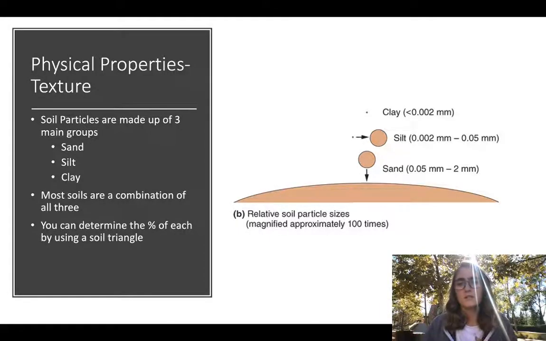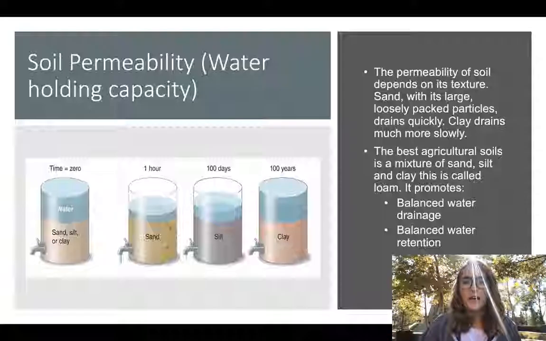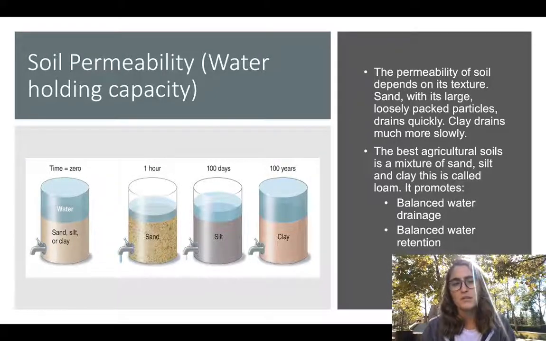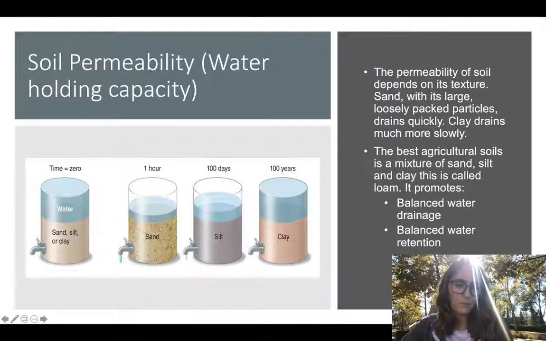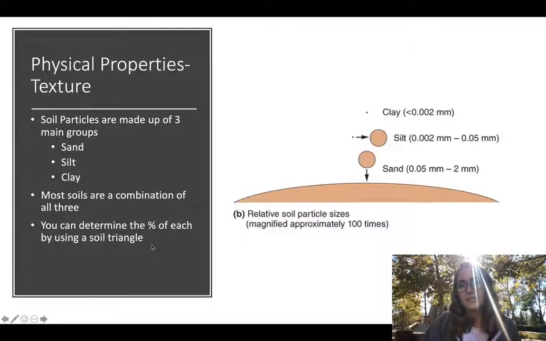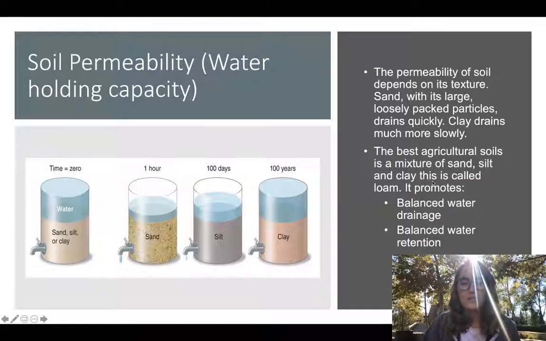Now, what does it mean if something's clay, silt, or sand? Why do we care about that? Really, we care about it because all of those things play into soil permeability. This is basically its ability to hold water, or as the AP will refer to it, its water holding capacity. I like this image because I think it does a pretty good job of explaining this. Sand, for instance, because of that individual particle size, which is massive by comparison, has a lot of space in between individual sand particles. So it takes a much quicker amount of time for water to filter through. It doesn't have a very high water holding capacity.